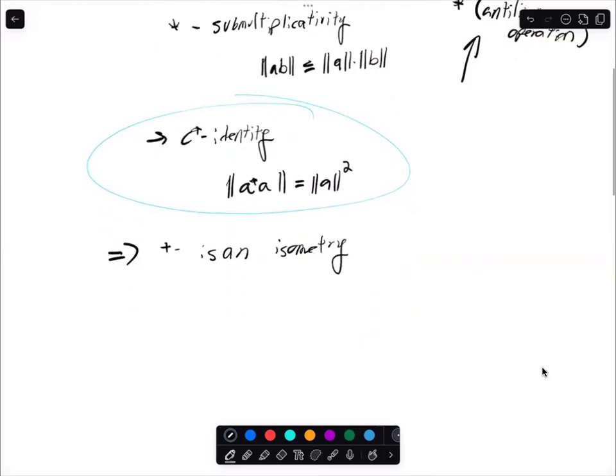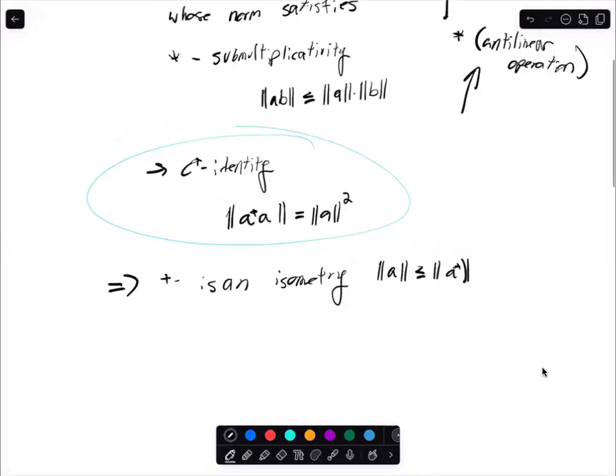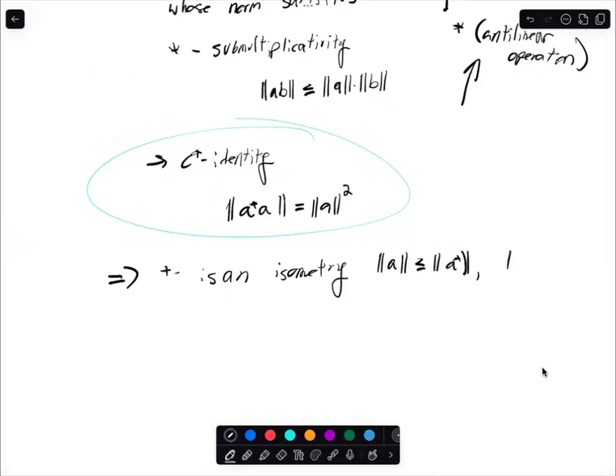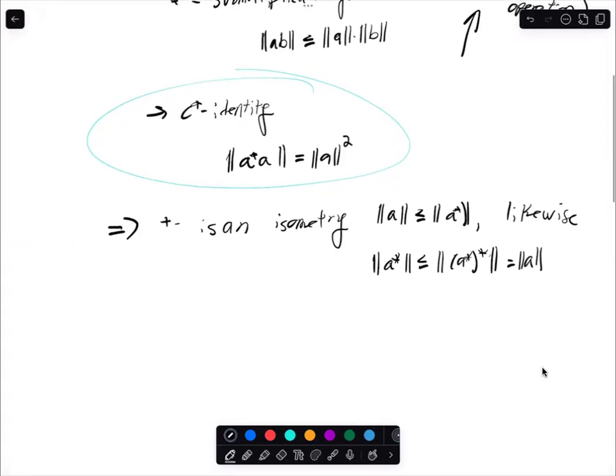So we can see that the norm of A is less than or equal to the norm of A star, just by applying both the submultiplicativity and the C-star identity. And then likewise, we have that the norm of A star is less than or equal to the norm of A star star, which is just A. So you put these two inequalities together and you find that the involution is an isometry.